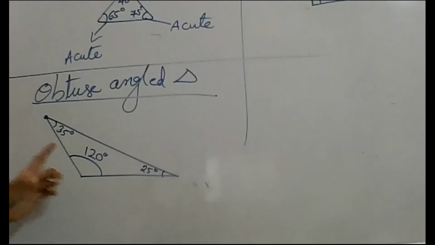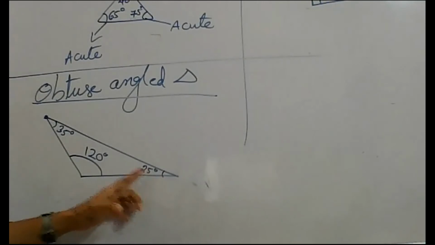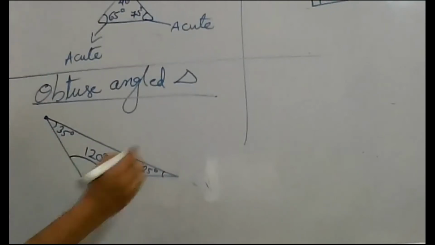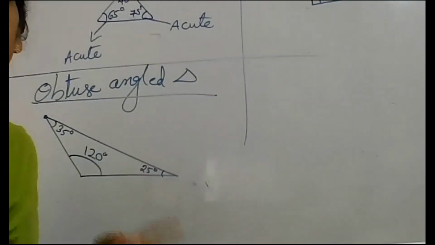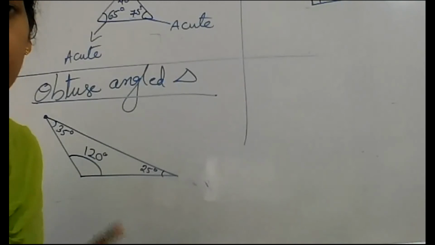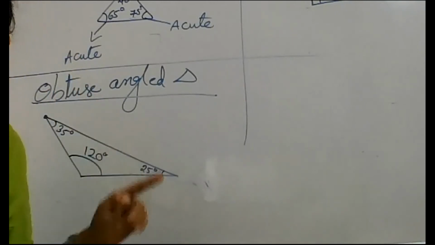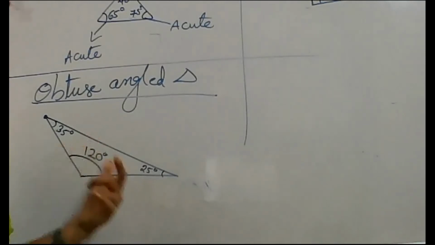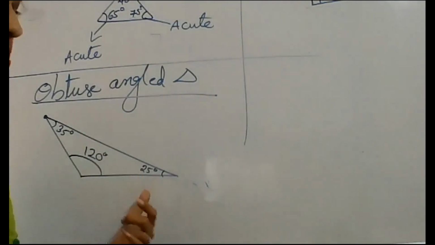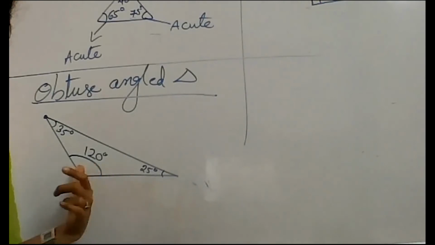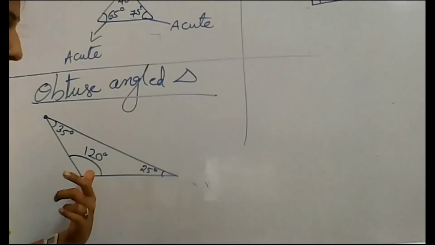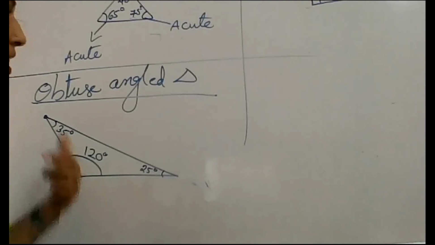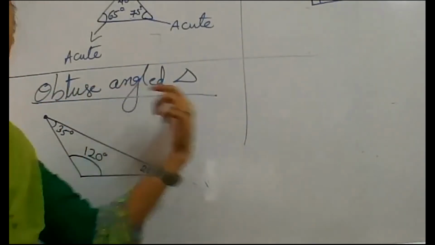If I sum up all these three, I will get 180 degrees. 120 plus 35 plus 25 is 180. It is satisfying the rule of the triangle that the sum of the three angles is 180 degrees. And it is also showing one angle is an obtuse angle out of three angles. That's why this triangle is called an obtuse angled triangle.